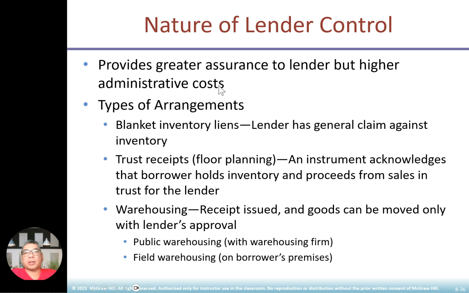The type of arrangement, such as a blanket inventory lien, gives the lender general claims against inventory. Trust receipts, such as floor planning, are an instrument acknowledging that the borrower holds inventory and proceeds from sales in trust for the lender. For warehousing, a receipt is issued, and goods can be removed only with the lender's approval. This creates a lot of administrative work. Okay, public warehousing is with a warehousing firm, and field warehousing is on the borrower's premises. So if you do a warehousing receipt, there's a lot of paperwork that you have to do to get through that process in terms of the arrangement.